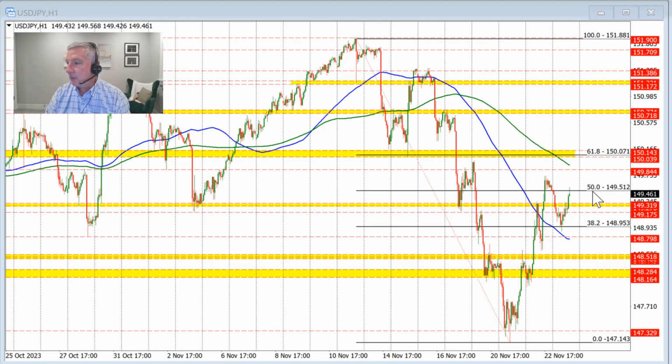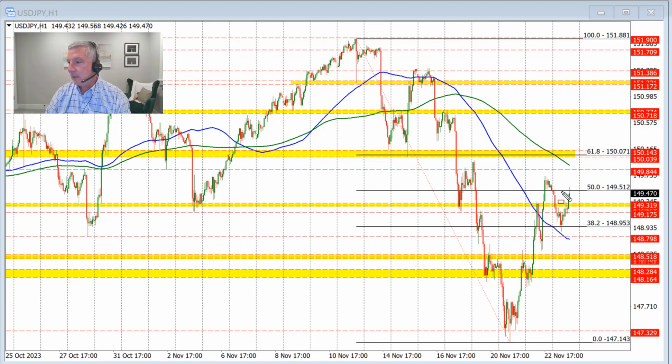We are testing the 50% midpoint as the North American trading gets underway. That midpoint level comes in at 149.512, and as you can see, we did move above it, but back below it at 149.47 at the moment. If we can get and stay above that midpoint level, that would be more bullish. As you can see in trading yesterday, the price tried to move above that level but could not sustain.